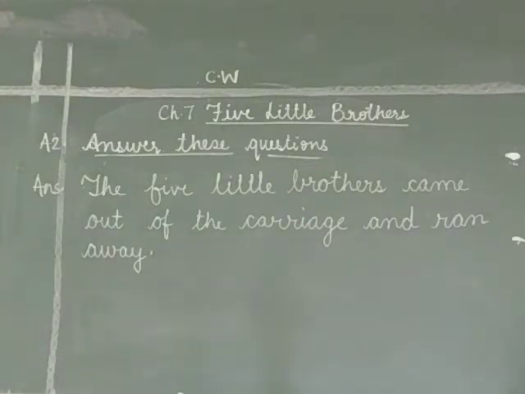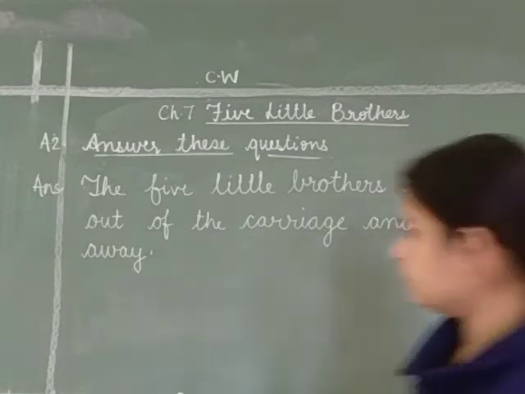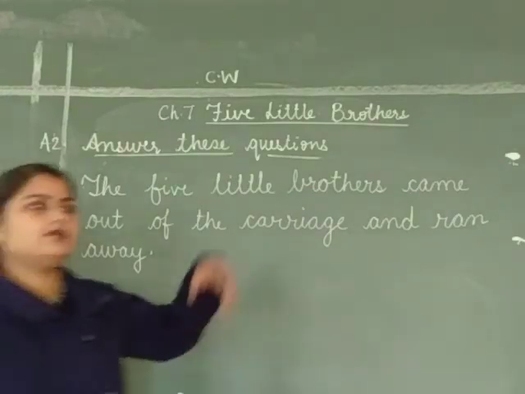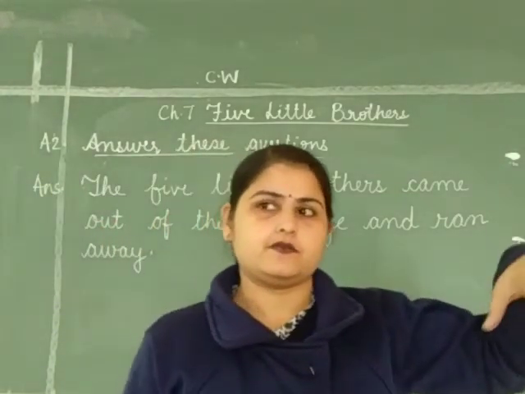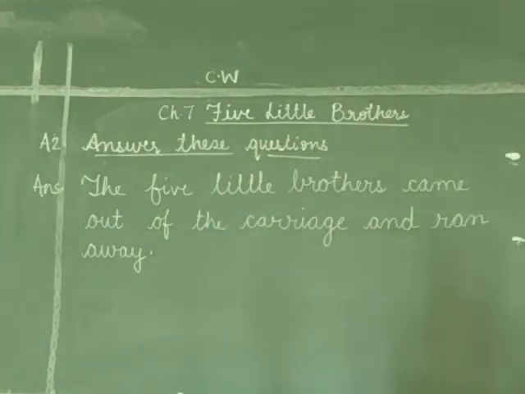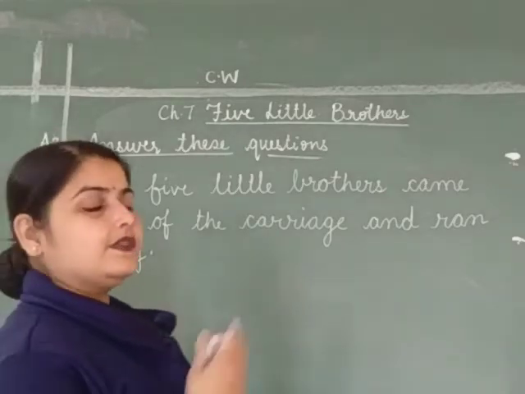Now the next question is, can you guess who found the shoe? When the five little brothers came out of the carriage, it means the boy had run away from the carriage. That means the five little brothers, or the five little toes, belong to a boy who left his shoe there itself and ran away.